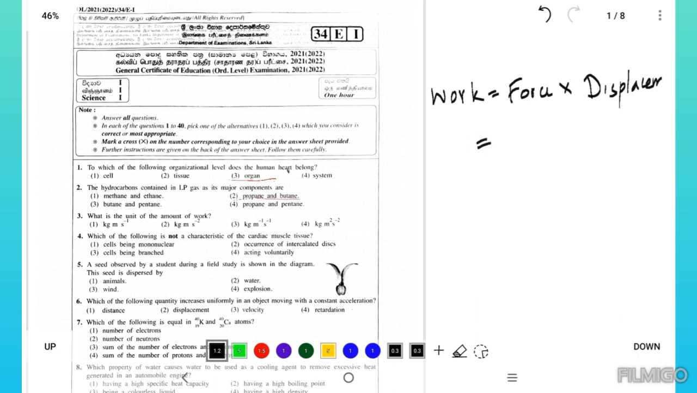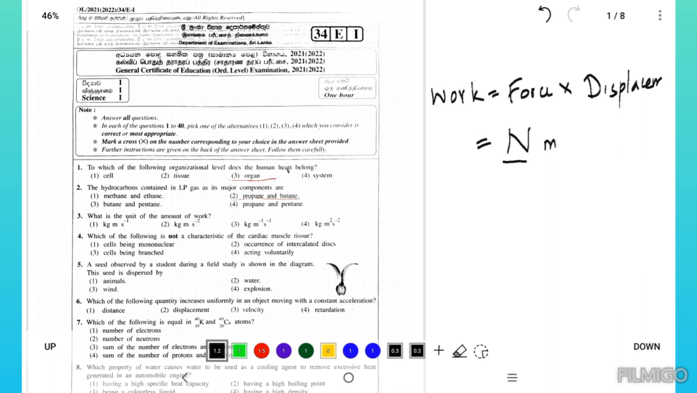You know what the unit of force is? Newton. Displacement? Meters. So Newton meters. But the answer is given in kilograms, not in newtons. So we have to derive the unit of force.